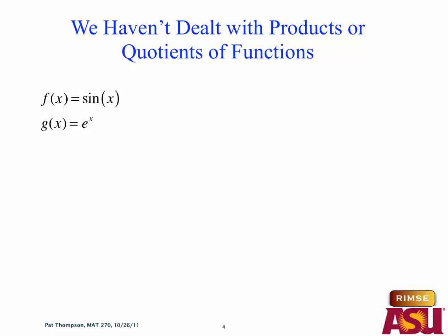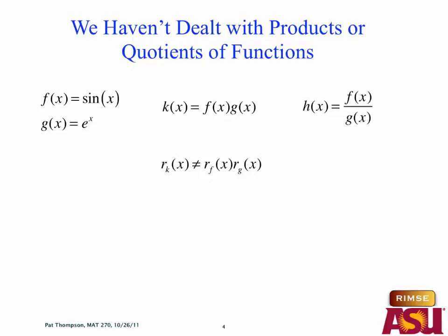Okay, so we have not yet dealt with products or quotients of functions. So here's 2 functions. And suppose k of x is f times g. So, question: is the rate of change of k the rate of change of f times the rate of change of g? Wouldn't it be nice? But it is not. It is something else.